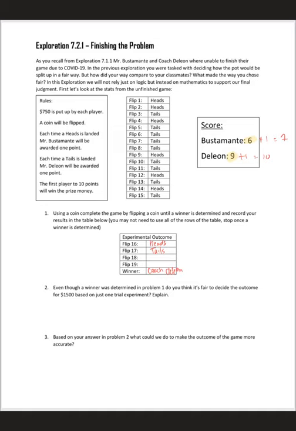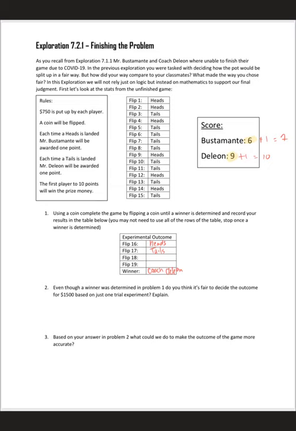So that's all you have to do on your own. If you want to, you can copy my experiment, or if you want to flip your own coin and decide, go ahead and do it. Question 2 says, even though a winner was determined in problem 1, do you think it's fair to decide the outcome based on one experiment?